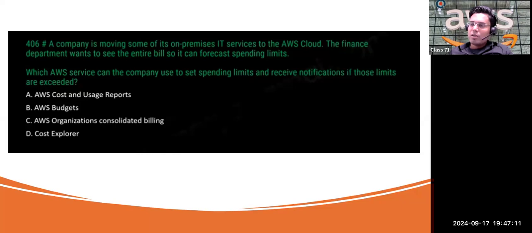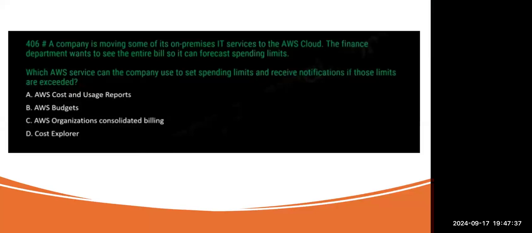Just like I already explained, sometimes we have limits, suppose $4,000 or $10,000. You can set the limit, and you can set the notification as well. Via SNS, they will send you a message or an email when the budget exceeds the spending limit.